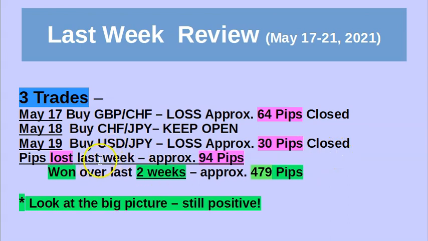The total lost pips in this previous week was about 94 pips, but the previous week before that was a huge monster week, guys. So over the last 2 weeks, even factoring in these 2 losses, we're still up just over 479 pips. So all in all, we're still doing really well.